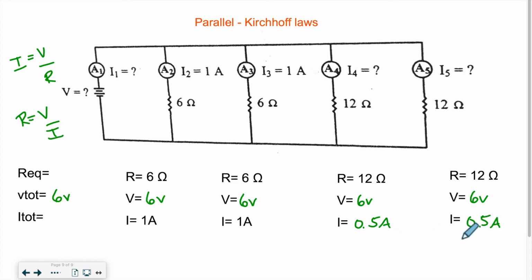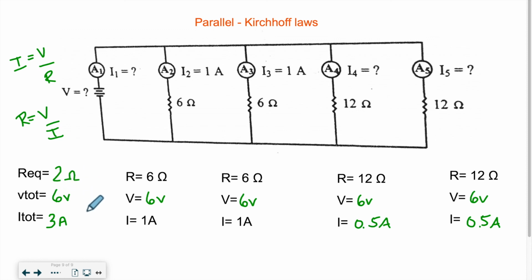Now I know that in a parallel circuit, my currents add up, my partial currents will add up to give me my total current. So 1 plus 1 plus 0.5 plus 0.5 gives me 3 amps. So the only value that's missing is R equivalent. I have two choices. I could do V over I, or I could do 1 over 6 plus 1 over 6 plus 1 over 12 plus 1 over 12, and then find 1 over R equivalent, and then find R equivalent. I don't know about you, but I find that's a lot of work. If I can just do V over I, I'll just do V over I. So 6 divided by 3 will give me 2 ohms.